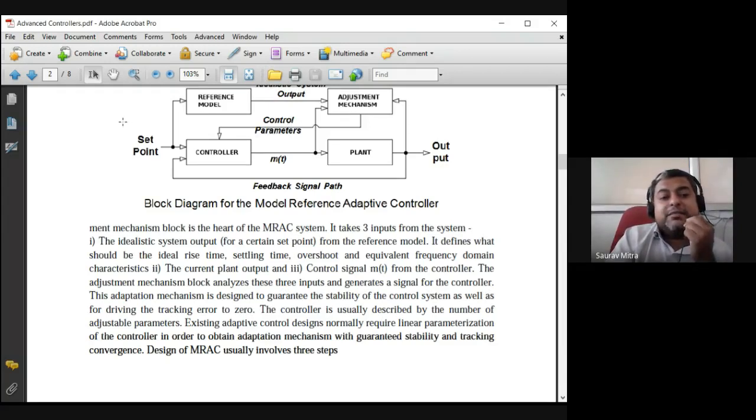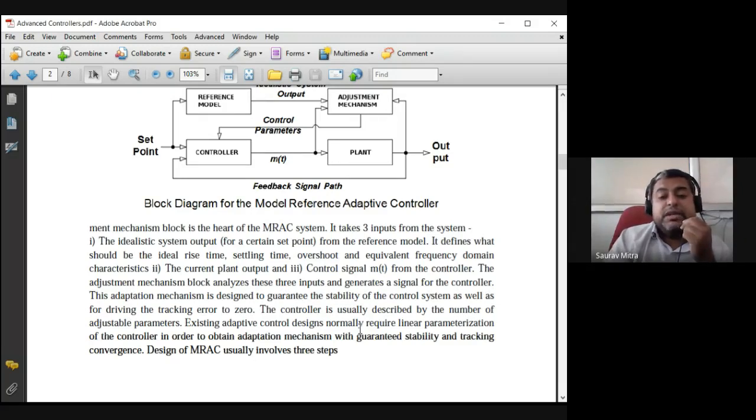Here you can see the set point is connected not to the adjustment mechanism but to the reference model. So with the set point input, how the reference model is functioning, that we should know. The adjustment mechanism block analyzes these three inputs and generates a signal for the controller. This adaptation mechanism is designed to guarantee the stability of the control system as well as driving the tracking error to zero.